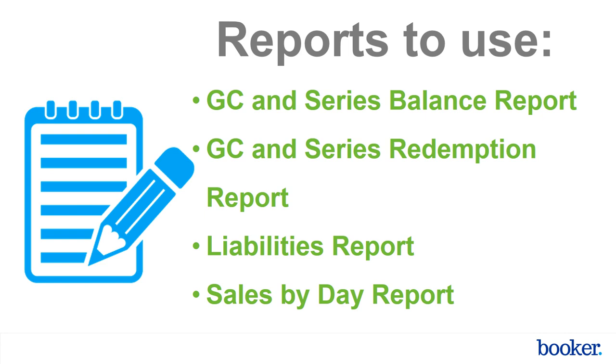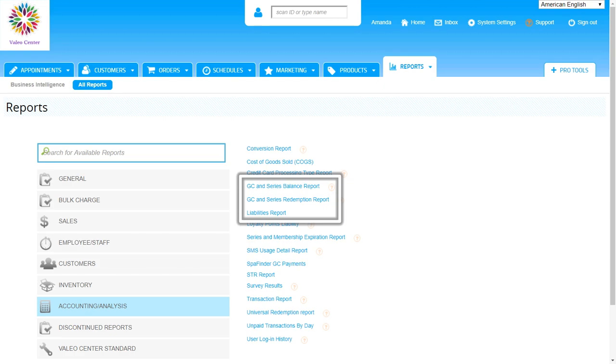When it comes to reporting, these are the reports we can use for gift certificates and gift cards: the GCN Series Balance Report, the GCN Series Redemption Report, the Liabilities Report, and Sales by Day. In the Accounting Analysis section of the Reports tab, we will find the GCN Series Balance and Redemptions reports along with the Liabilities Report.